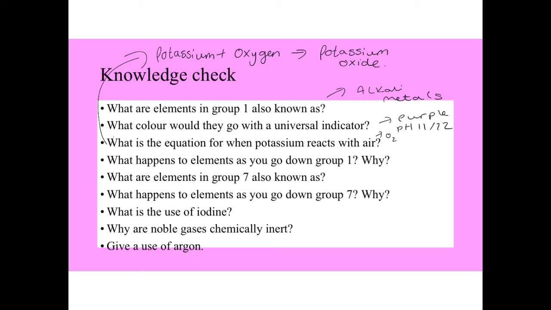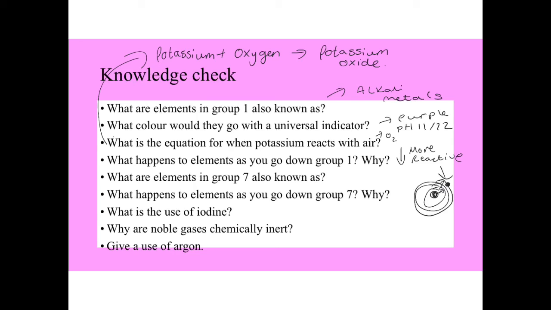What happens to the elements as you go down the group? They get more reactive. The reason they get more reactive is there's less of an attraction between the nucleus and the outer shell. So the more shells you've got, there's less of an attraction, so it's easier to lose that final electron, making it more reactive.